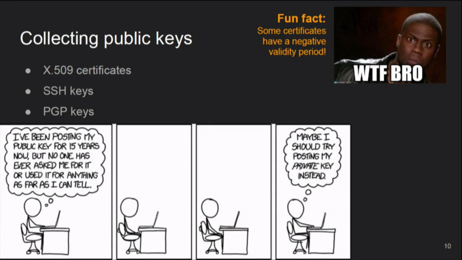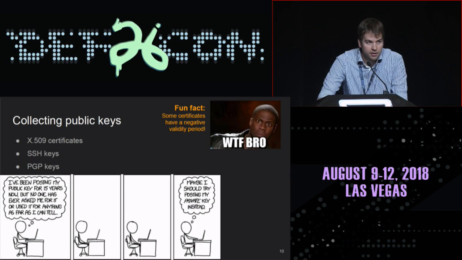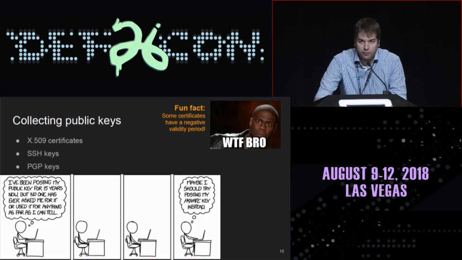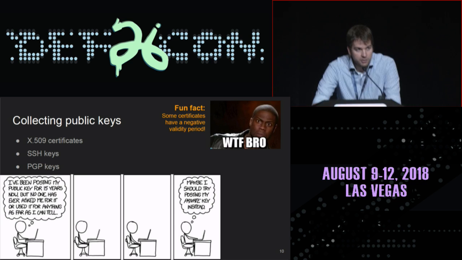So, public keys are everywhere, and we have focused on the three most common key container types, namely certificates, so X509 certificates you can find in HTTPS, for instance, SSH keys, and PGP keys. And we have found quite a few interesting results and also a few crazy things that we will talk about later in this talk. For example, as you know, certificates have a validity period. It's supposed to start being valid at some point and expire at a later date. And some certificates actually have a negative validity period. I mean, why would you do that?